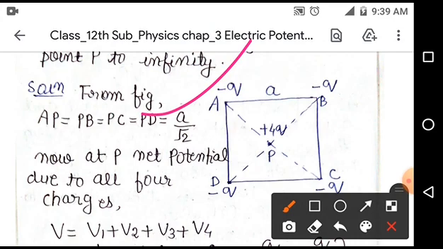So first of all, we know that diagonals of a square are equal. It means that the half of the diagonal is also equal. So AP is equal to PB is equal to PC is equal to PD, and it will be a upon under root 2 by the formula of diagonals of a square.